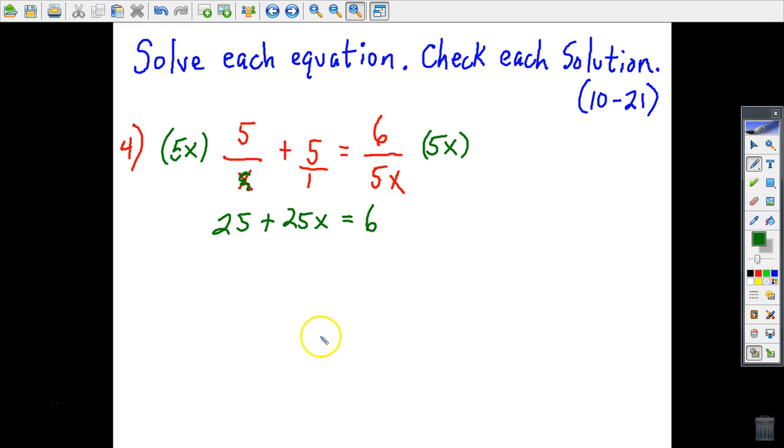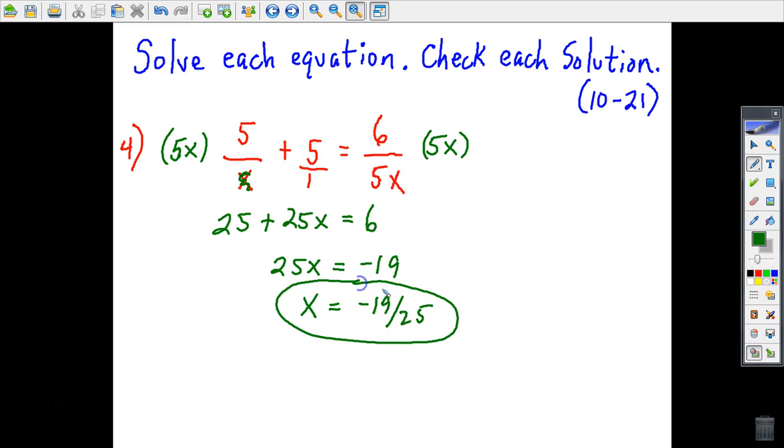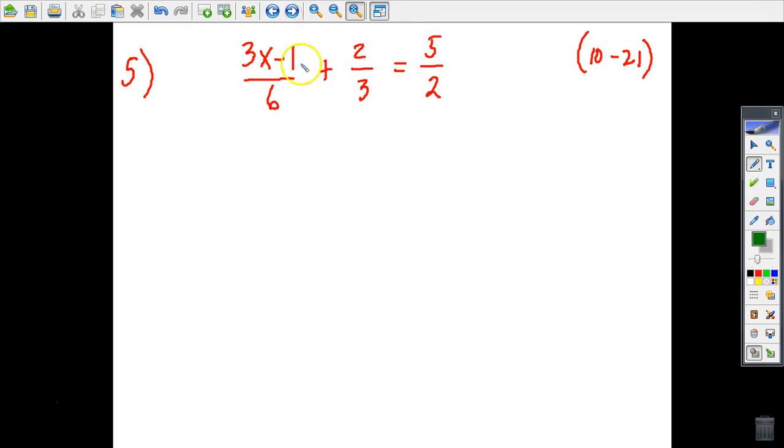So we have cleared out, removed all the denominators, and we're left with a pretty simple equation that we solve for x, and we know how to do this. So my final answer, negative 19/25. Check for 0 in a denominator, doesn't happen. So there is my answer for number 4.